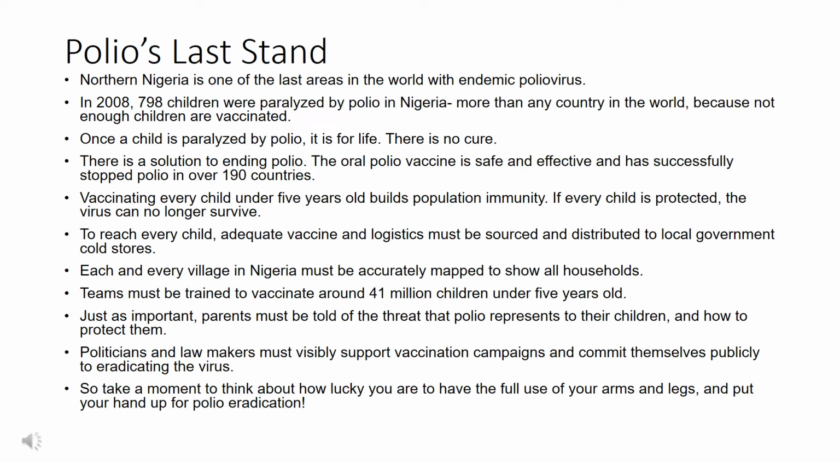As recently as 2008, 798 children were paralyzed by polio in Nigeria. There is a solution to ending polio. The oral polio vaccine is safe and effective and has successfully stopped polio in over 190 countries. Every child under 5 years old must be vaccinated to build population immunity. Each and every village in Nigeria has to be accurately mapped to show all households, and teams must be trained to vaccinate around 41 million children under 5 years old.